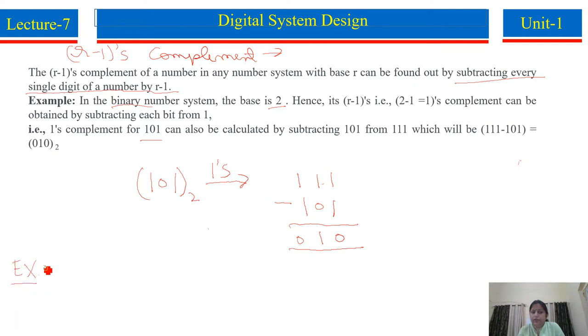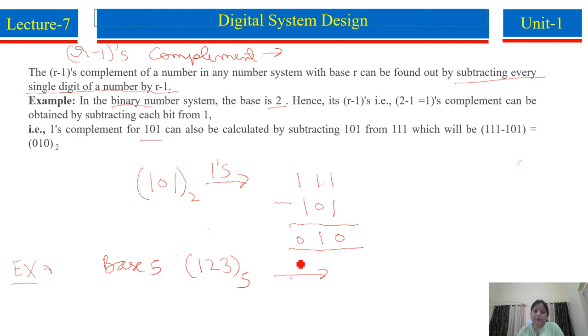Here I take one more example. Let's choose a base 5 number. So here I choose one number, that is 1, 2, 3. This is in base 5. And I want to calculate the complement of this number.